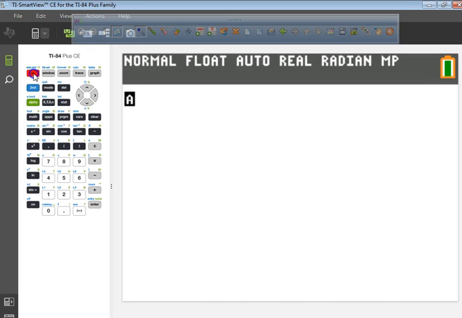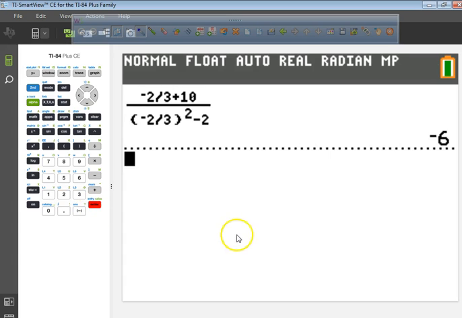All right. Alpha y equals, enter. In the numerator, type in negative 2 divided by 3, and we're going to say plus 10. And in the denominator, type in, open parentheses, negative 2 divided by 3, close parentheses. You're going to square that, minus 2. Just press enter. And what do you get? Negative 6.